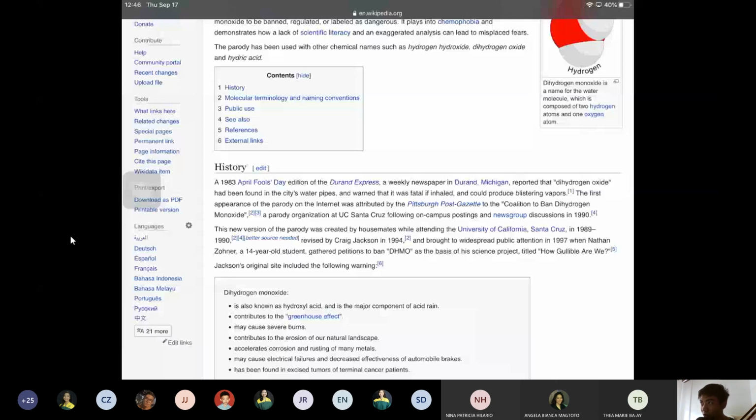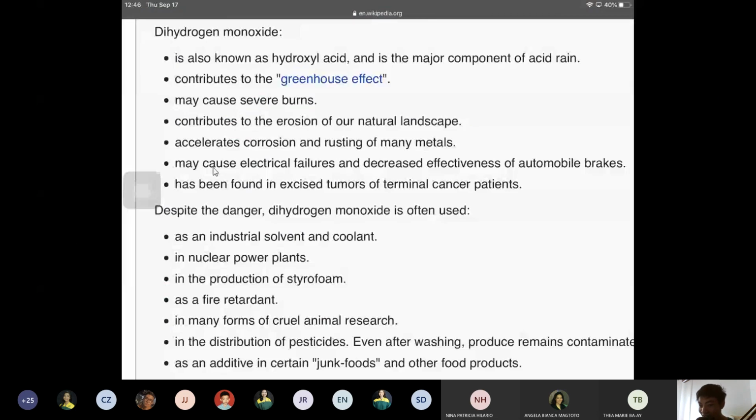Kung ano daw, contributor yan ng greenhouse effects, pwede daw yan makasunog, pwede daw yan mag-erode ng lupa, pwede daw yan mag-cause ng pangangalawang. Malamang tubig yan eh. Again, dihydrogen monoxide, ang formula na H2O lang. So, if you don't know the name, or if you don't know the chemical formulas, madali kang mafo-fall dito sa parody na to, sa April Fool's stuff na to.